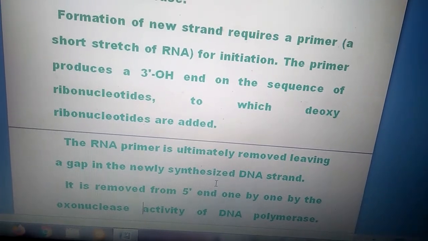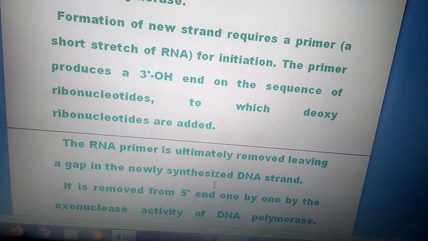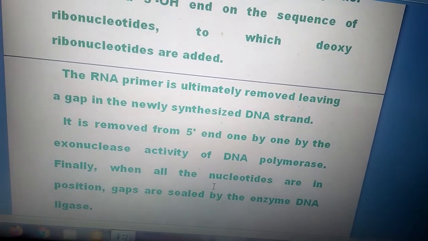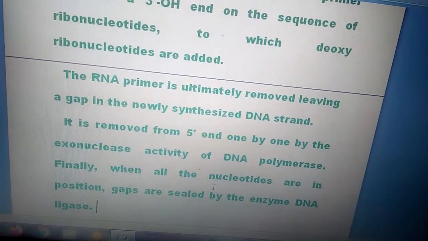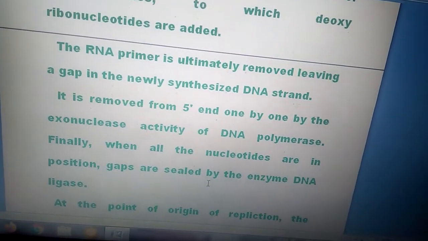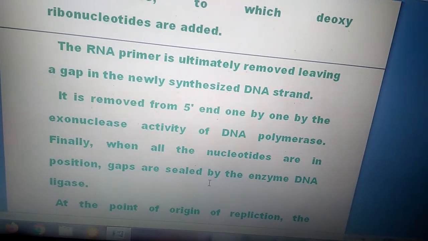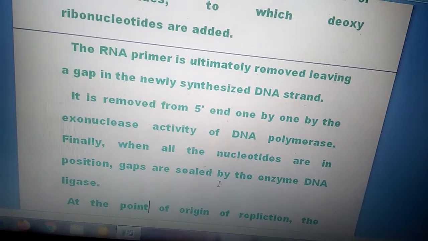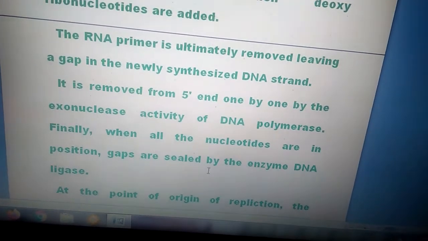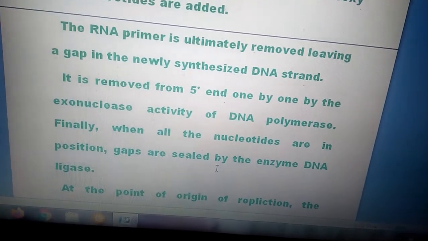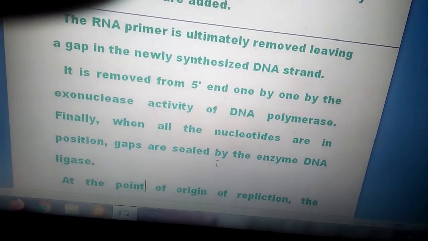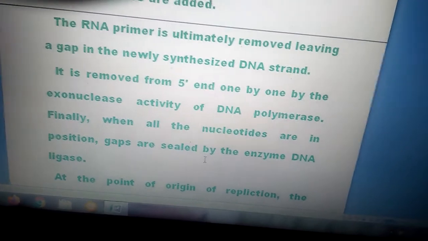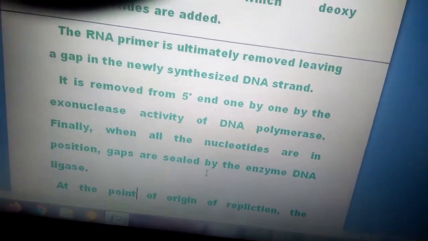ribonucleotides to which deoxyribonucleotides are added. The RNA primer is ultimately removed, leaving a gap in the newly synthesized DNA strand. It is removed from the 5' end one by one by the exonuclease activity of DNA polymerase. Finally, when all the nucleotides are in position, gaps are sealed by the enzyme DNA ligase.